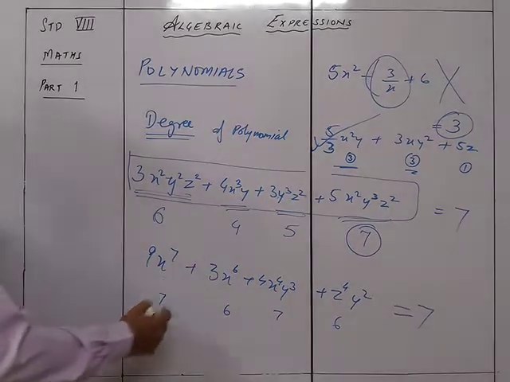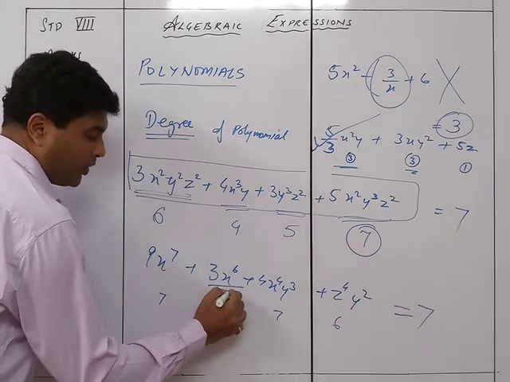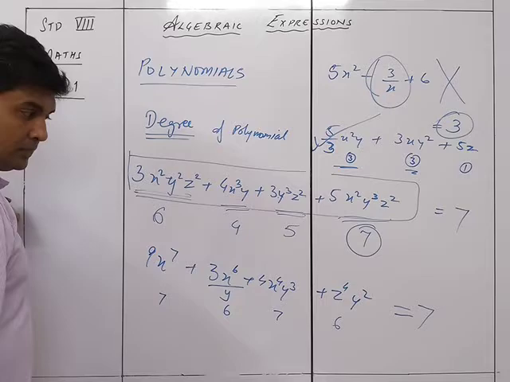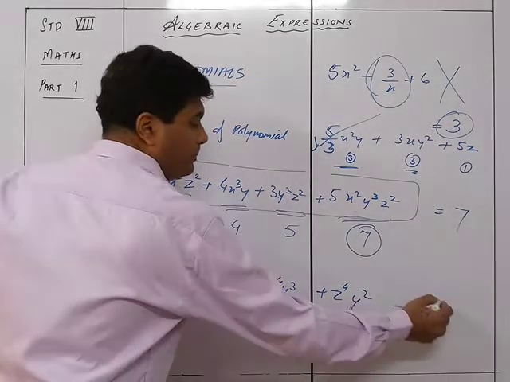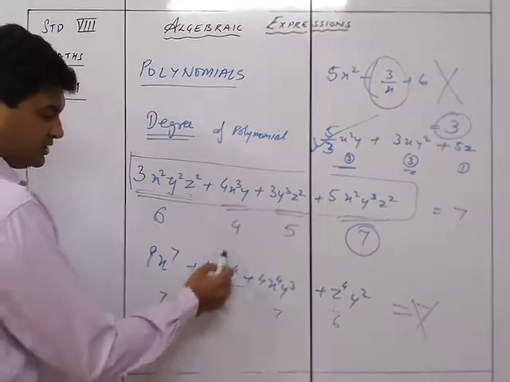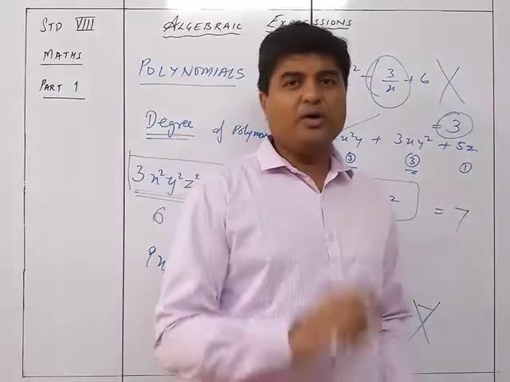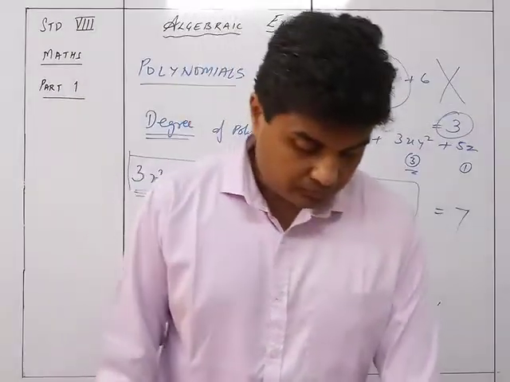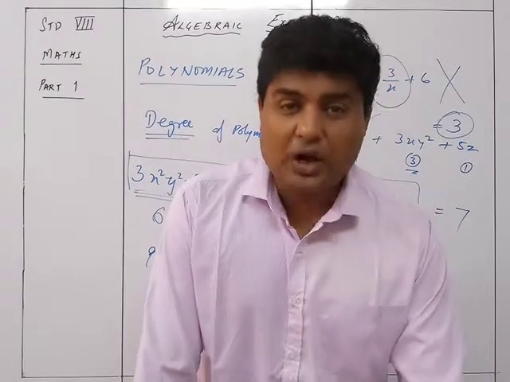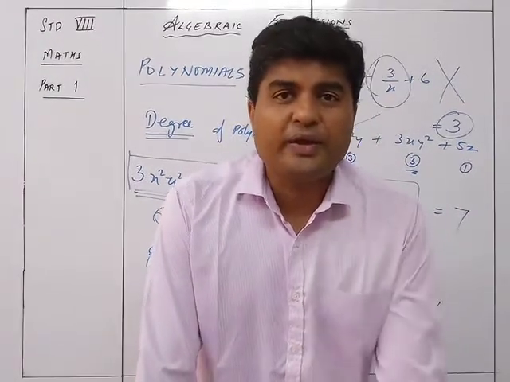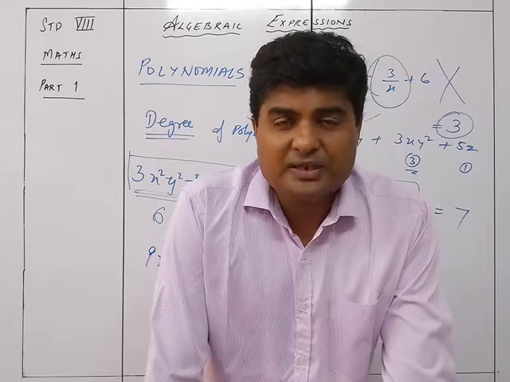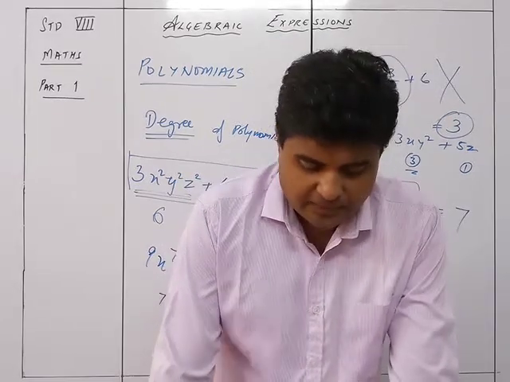But in this case, if this would have been like this upon y, then there would not be any degree of polynomial because this is no longer a polynomial. Okay, understood this concept of degree of polynomial? Okay, we'll stop here for this video, and in the next video we'll start with the addition and subtraction of the algebraic expressions.